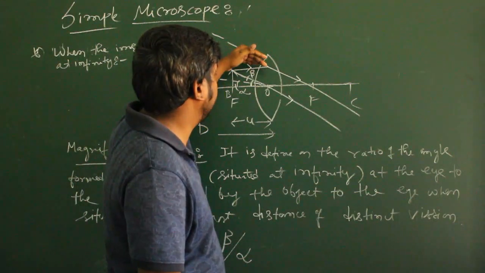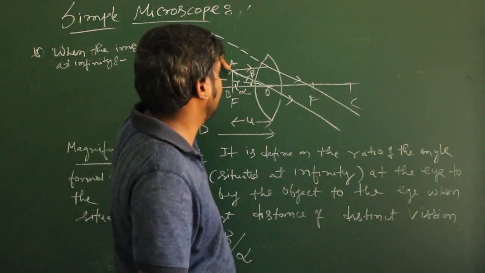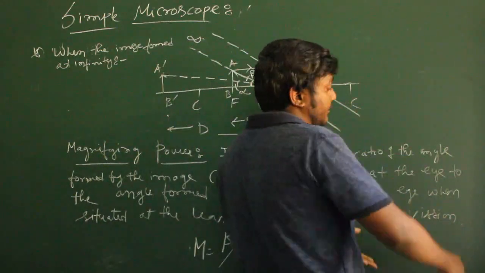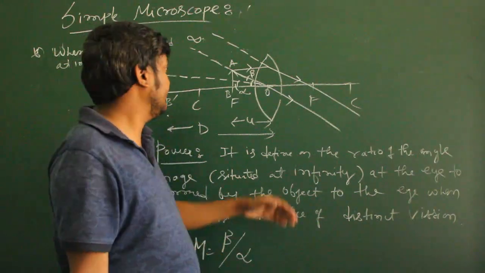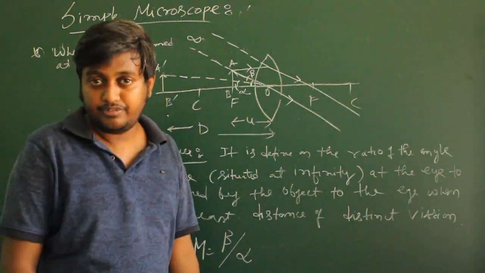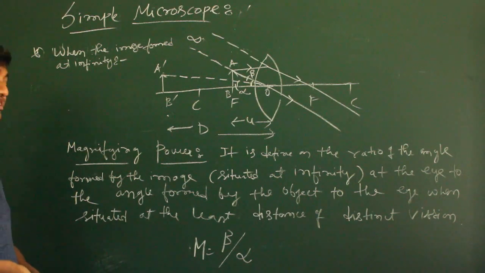One ray parallel to the principal axis, after refraction, will pass through the focus, and another ray passes through the optical center. So both rays are parallel, so they will not meet on this side. Okay, but we expect that they will meet at infinity. Now here the magnifying power is defined as the ratio of the angle formed by the image situated at infinity at the eye to the angle formed by the object at the eye when situated at the least distance of distinct vision.